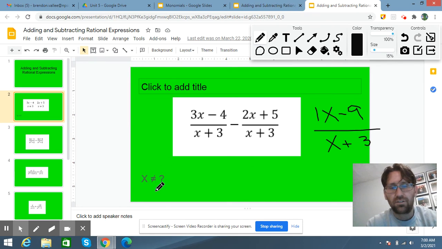And remember our restrictions here, x cannot equal negative 3, right? Because if I plugged in negative 3 for x, I would get 0 in the denominator. Can't have 0 in the denominator.